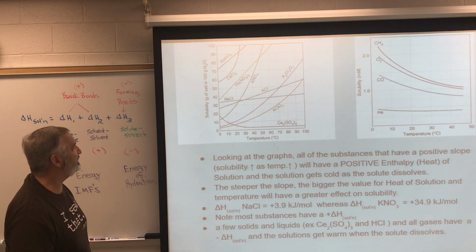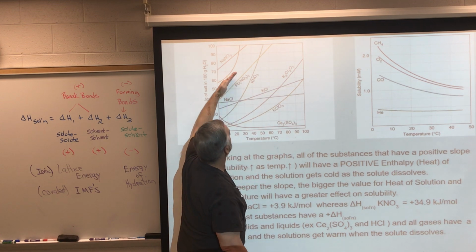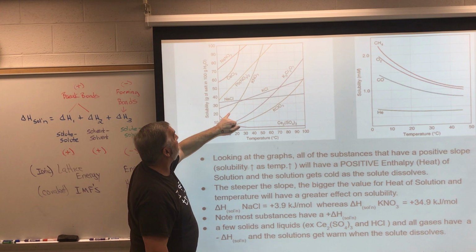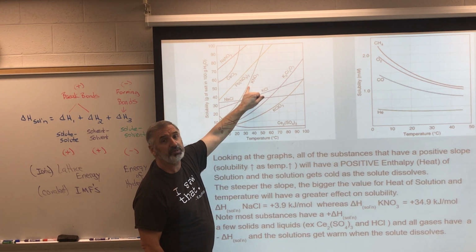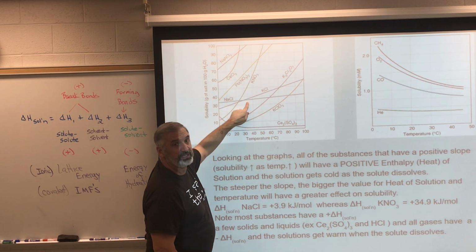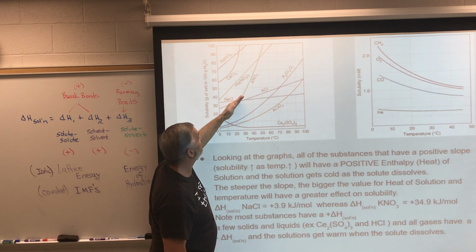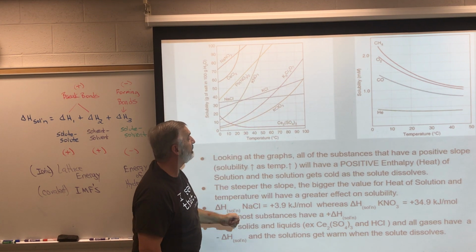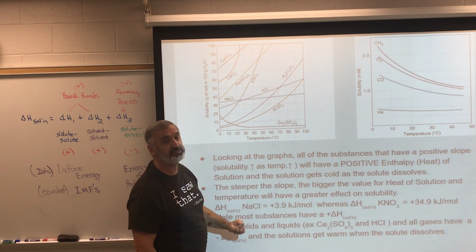So if I look at these two graphs, notice all of these with a positive slope are going to have a positive heat of solution. Now, KNO3 is going to have a very positive heat of solution. So when I dissolve this, it's going to get really cold. Salt, on the other hand, when I dissolve this, there's not going to be hardly any temperature change at all. Consequently, as I increase the temperature, solubility greatly increases here, but with salt, it doesn't increase hardly at all. Notice the cerium sulfate actually decreases. This would have a negative heat of solution.